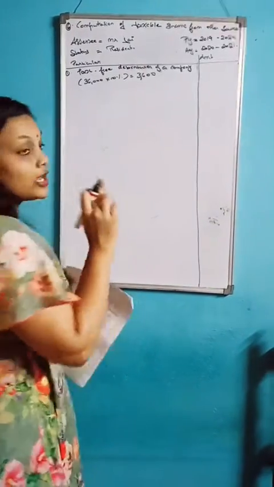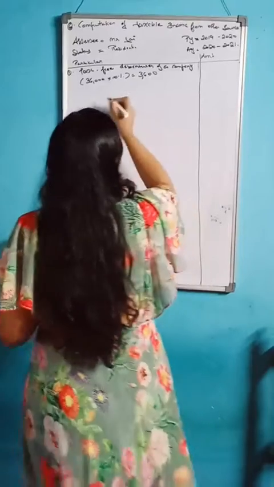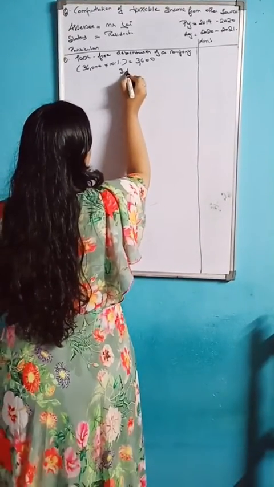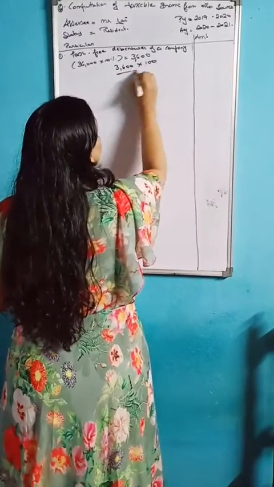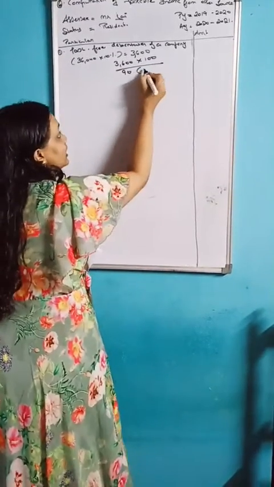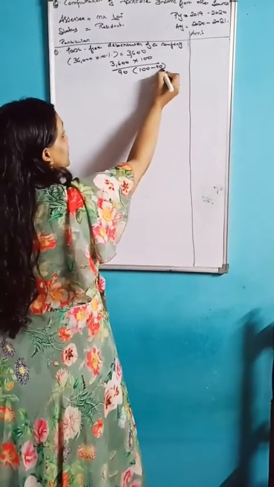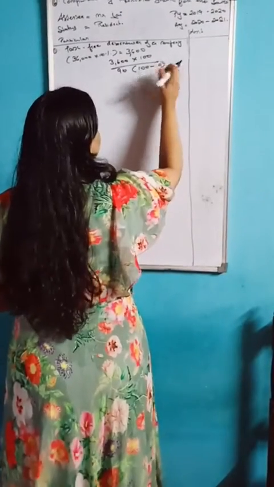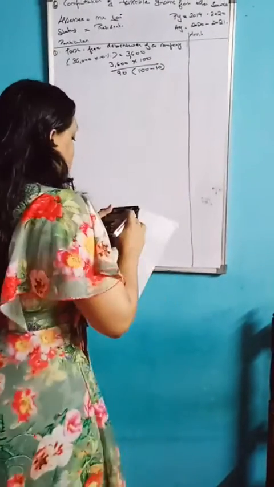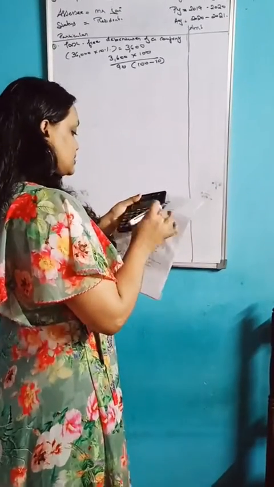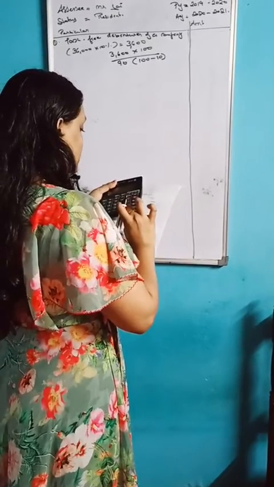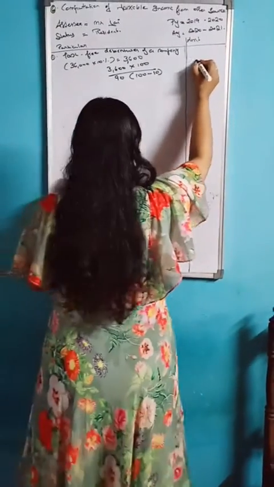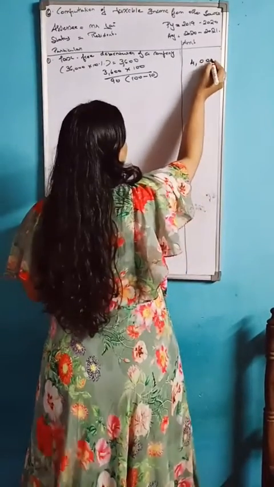Okay, and in the question they have given tax-free debenture 10%, so you should calculate TDS. That is 3,600 into 100 divided by 90. How will you get 90? 100 minus 10, you will get 90. So 3,600 into 100 divided by 90, you will get 4,000. Okay, just write 4,000.